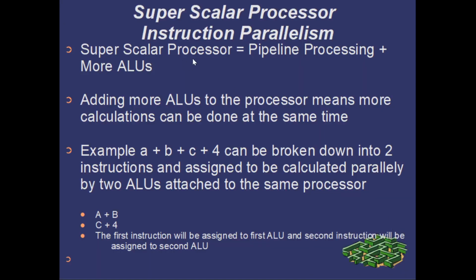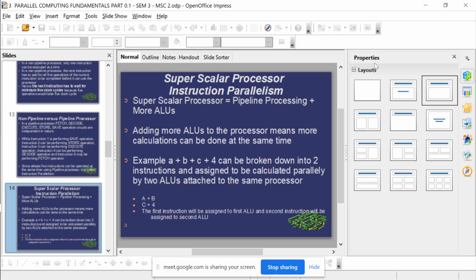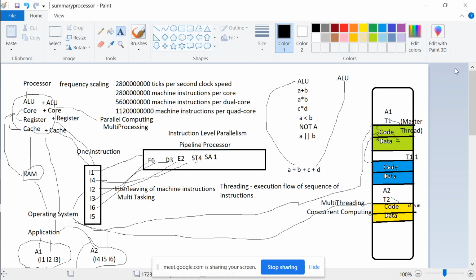Then we spoke about the superscalar processor. A superscalar processor is basically an advancement of pipeline processing, but you have more ALUs. The moment you have more ALUs, more arithmetic calculations can be done, and there is also more pipeline processing. What I mean is, now instead of having one pipeline, I will have 2 pipelines over here. So this is your superscalar processor. There are 2 pipelines.